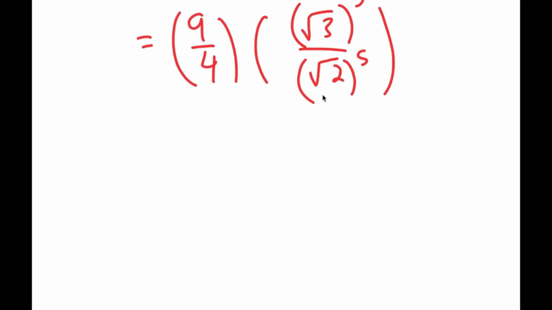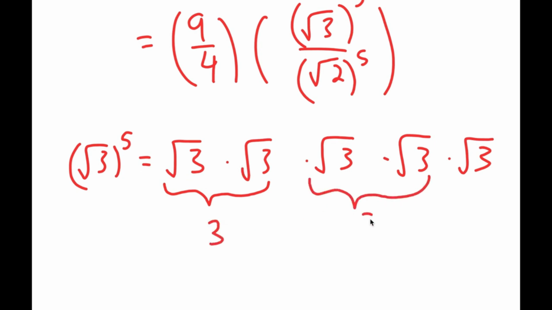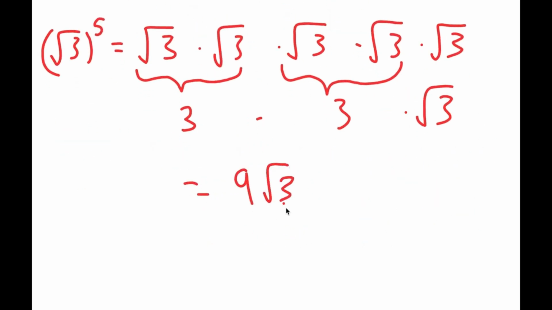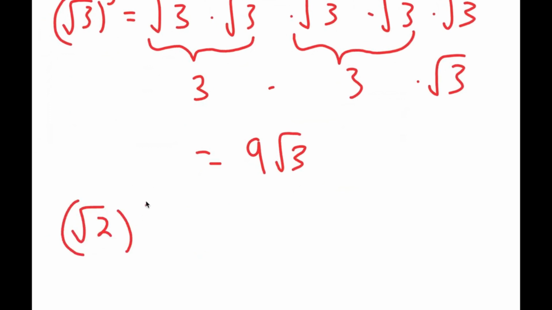Now the square root of 3 to the power of 5 is equal to the square root of 3 times the square root of 3 times the square root of 3 times the square root of 3 times the square root of 3. So two square root of 3's multiplied to each other simply make 3. So I have 3 times 3 times the square root of 3, which is equal to 9 root 3. And for the square root of 2 to the power of 5, it's the same thing. It's going to be 2 times 2 times the square root of 2, which is equal to 4 root 2.